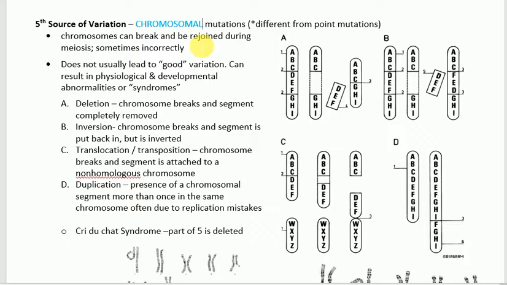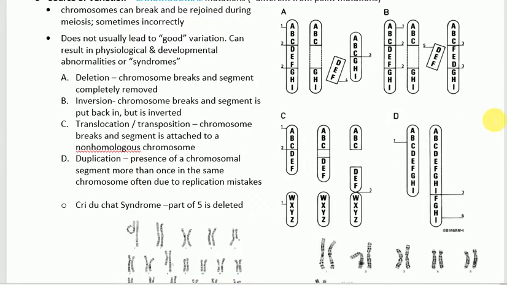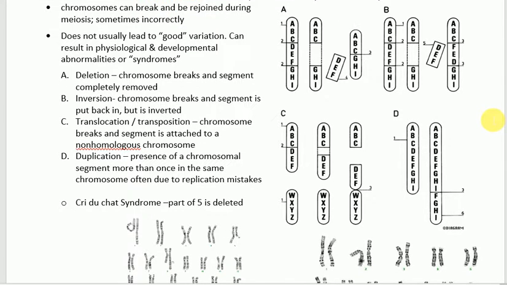chromosomes break during meiosis and then they're rejoined, and sometimes it happens incorrectly. It doesn't usually lead to a good variation, and it can actually result in physiological as well as developmental abnormalities or syndromes. So there are several types. We have A, which is deletion. So basically, the chromosome is going to break, and that segment is completely removed.